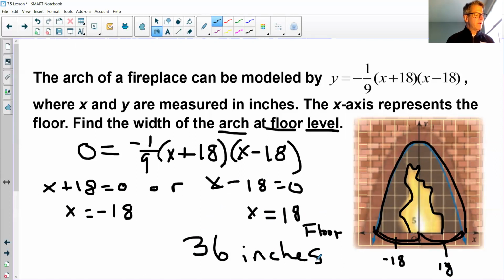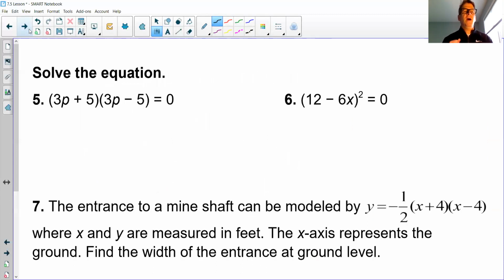Okay, to finish up here today, we have 3 on your owns. Let's go through those to finish up this quick lesson today on solving polynomials in factored form. Number 5, solve the equation 3p plus 5 times 3p minus 5 equals 0.